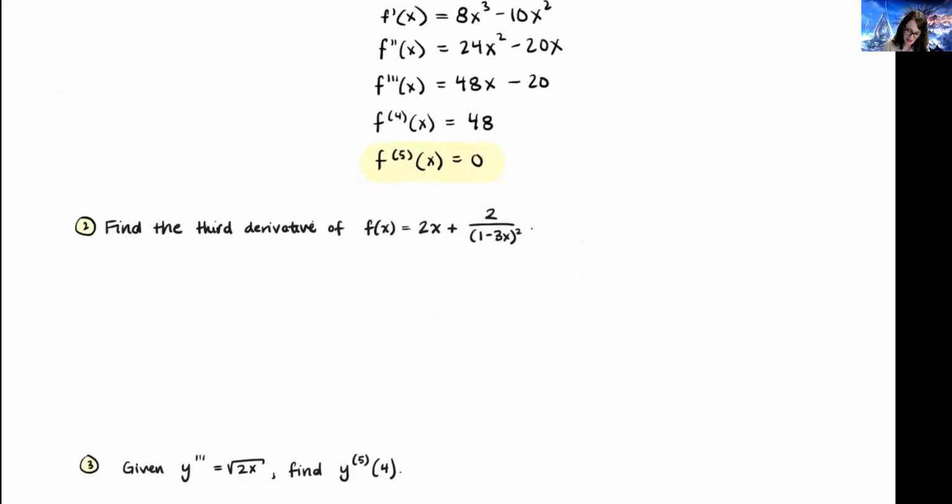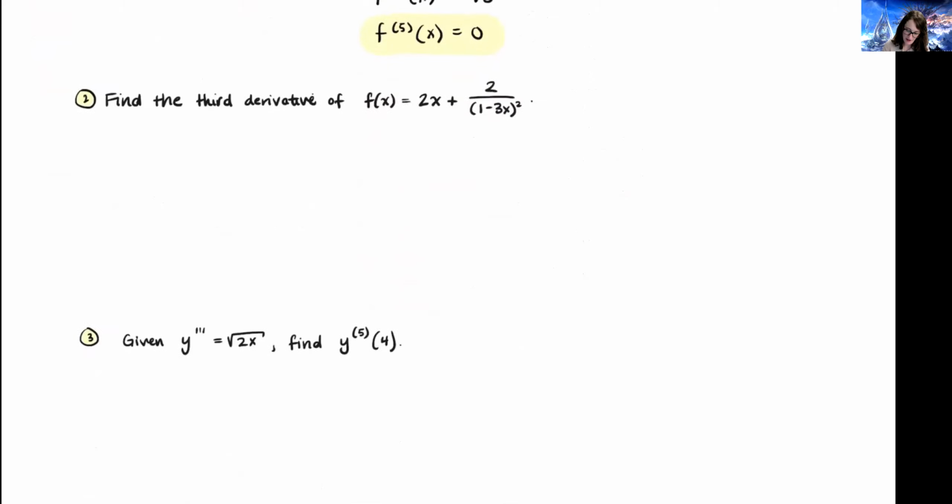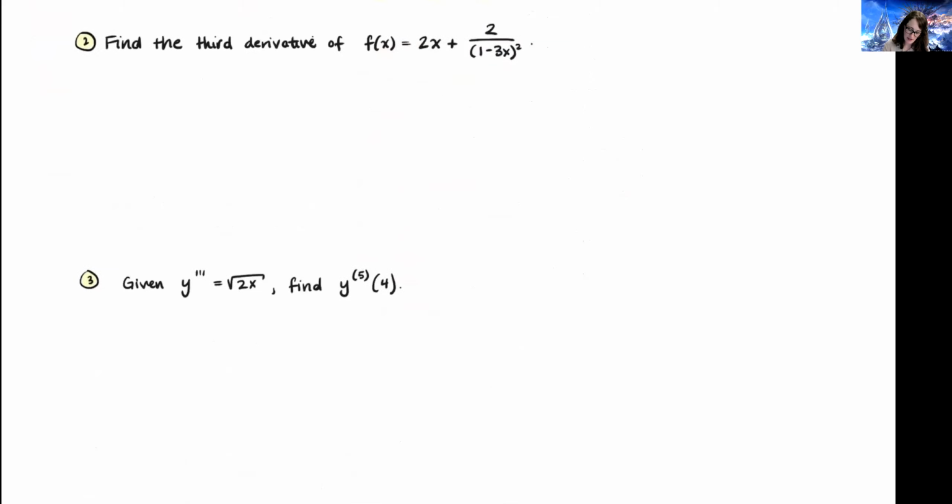Okay, let us find the third derivative of f of x equals 2x plus 2 over 1 minus 3x squared. So we should start by finding the first derivative. Now, if you look at what the function consists of, we have a 2x, then we have plus this other part, 2 over 1 minus 3x whole thing squared.